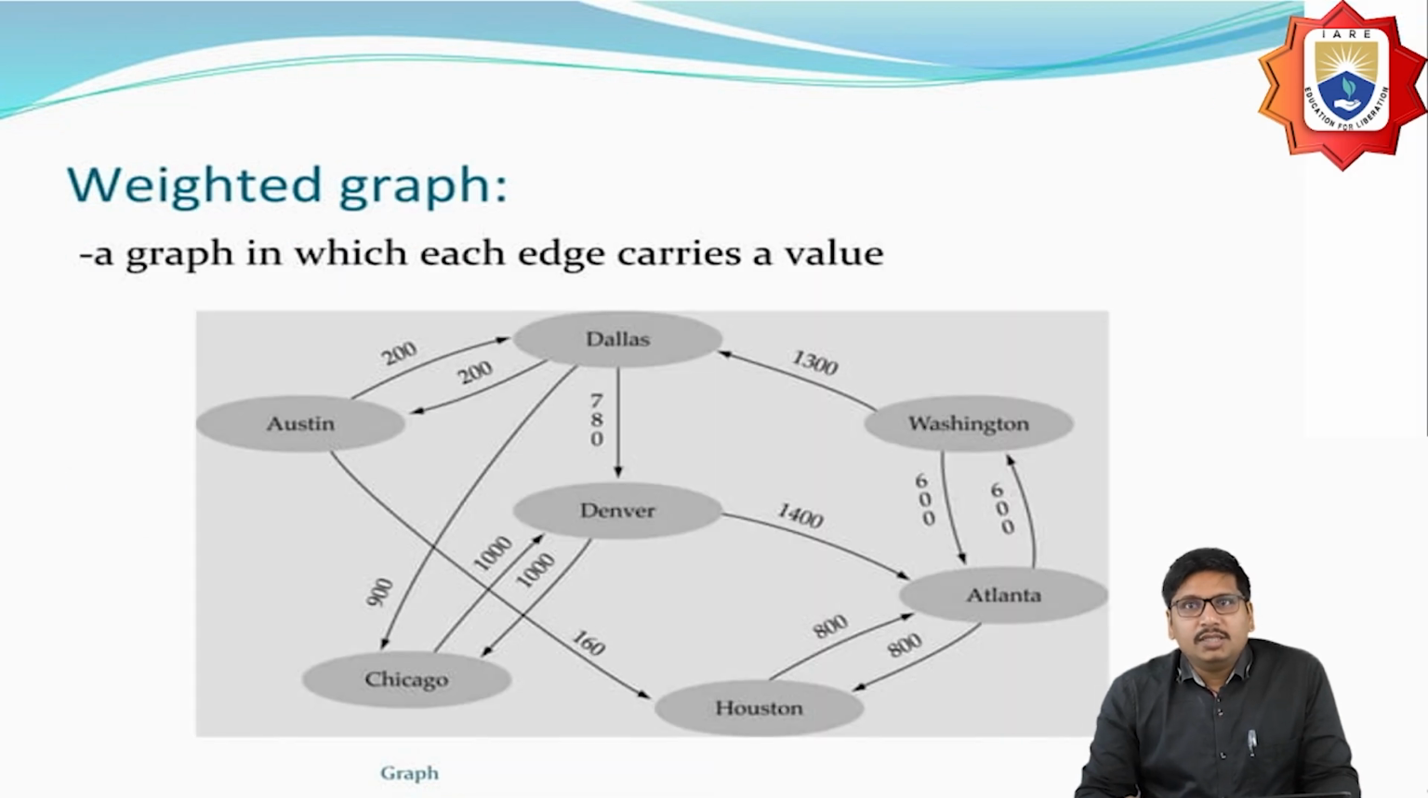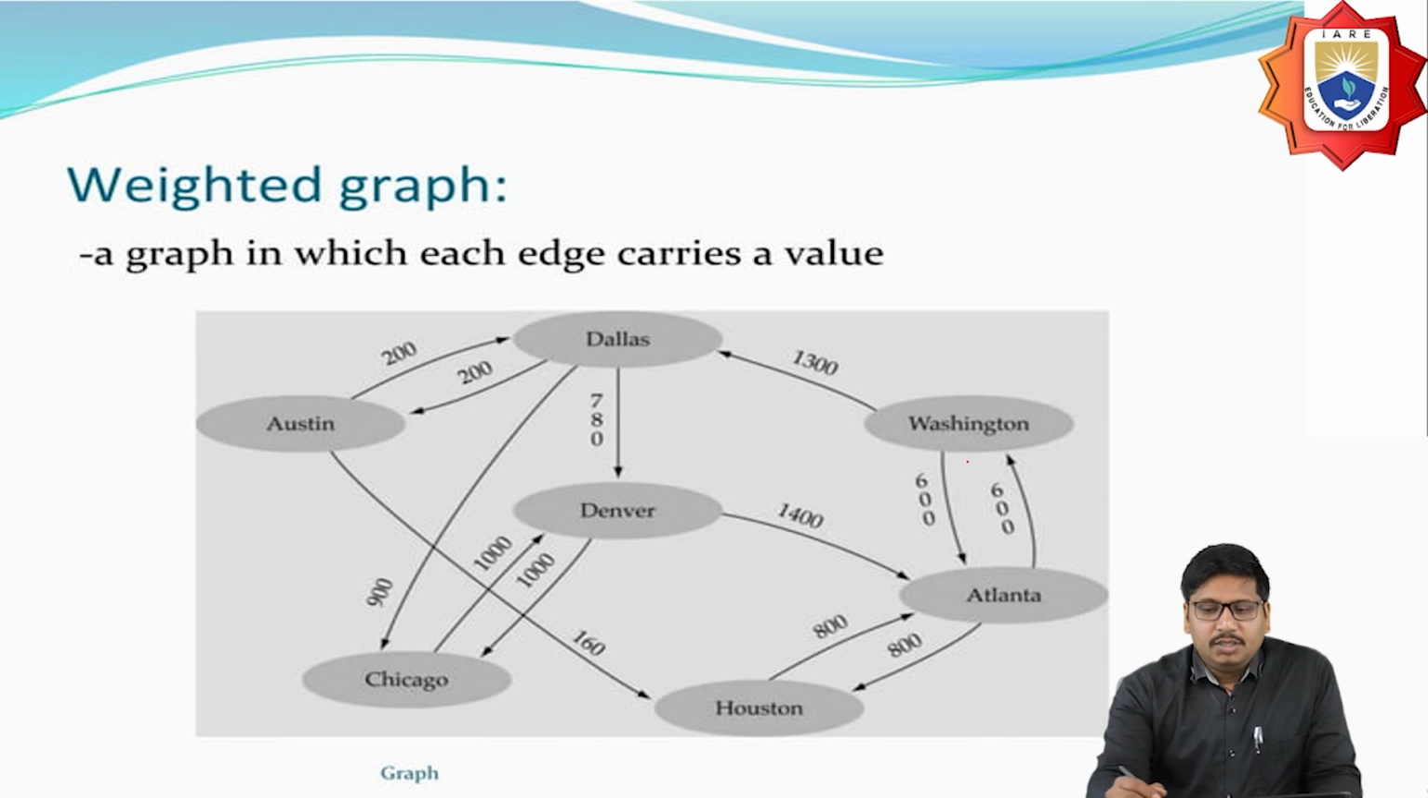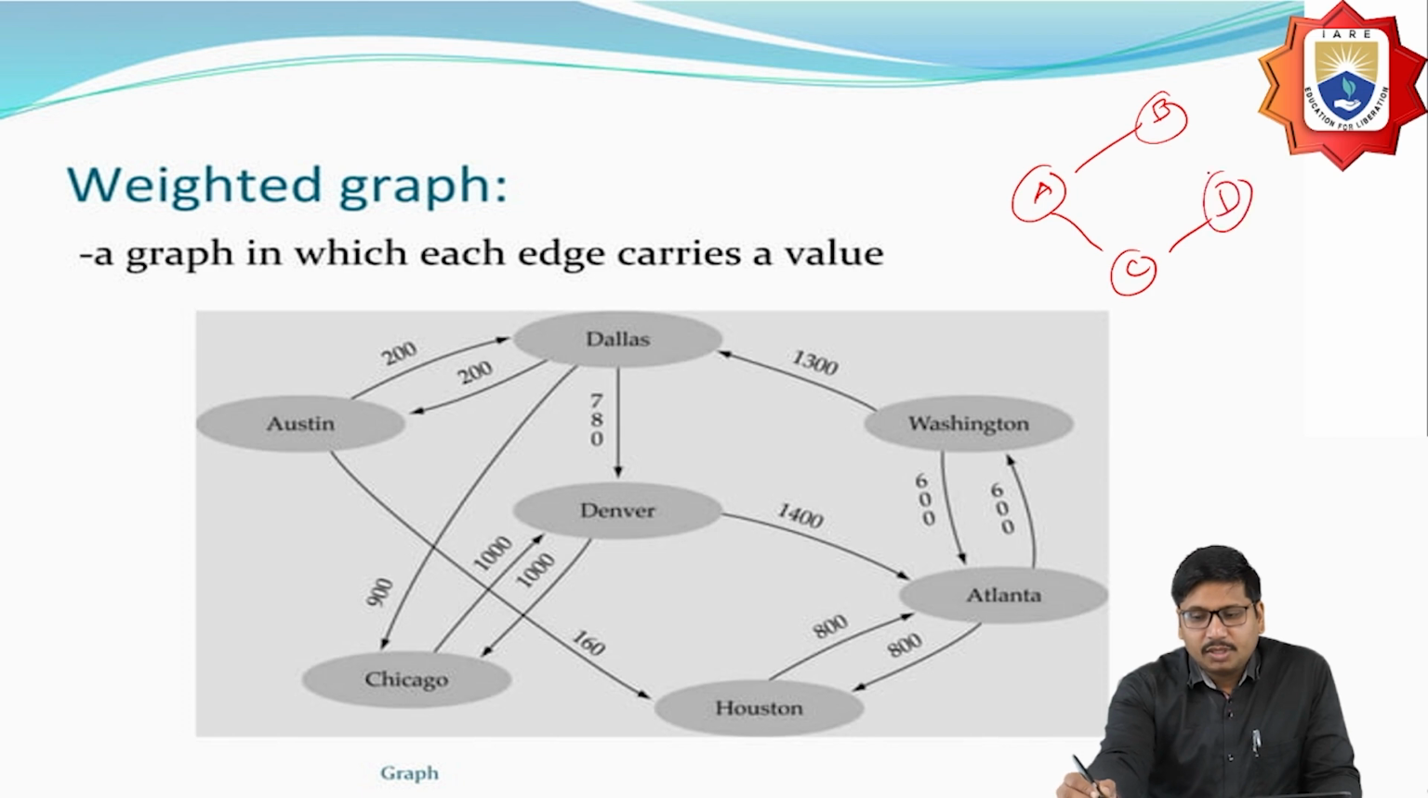Let's see this graph. We can have a graph in which each edge carries a value. Instead of this, I'm going to take another example with A, B, C, D. This is an undirected graph. Suppose I use arrows like this, we have an edge from A to C, not from C to A. Similarly, I have an edge from B to A, not from A to B.